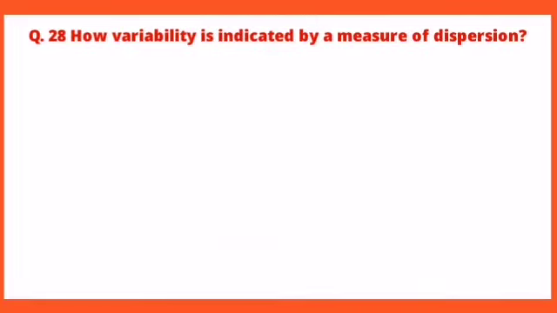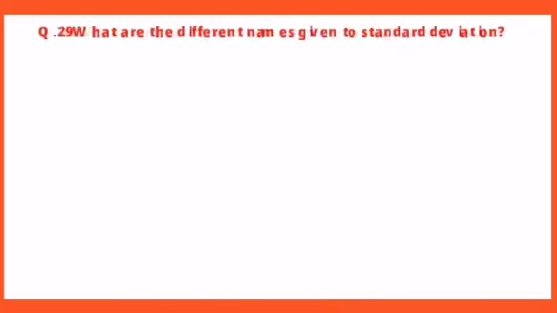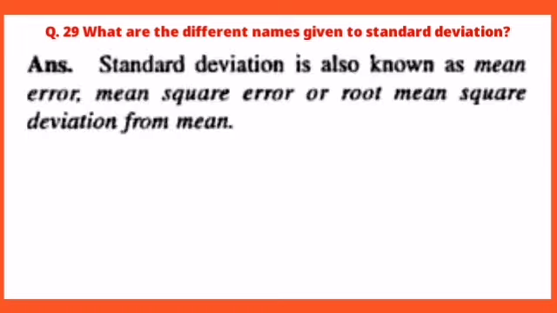Question 28. How is variability indicated by a measure of dispersion? Answer. Lesser the value of a measure of dispersion, more is the degree of nearness of observations. It is also an indicator of homogeneity of values of a series. Question 29. What are the different names given to standard deviation? Answer. Standard deviation is also known as mean error, mean square error, or root mean square deviation from mean.